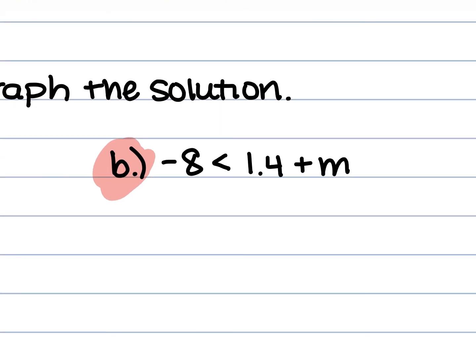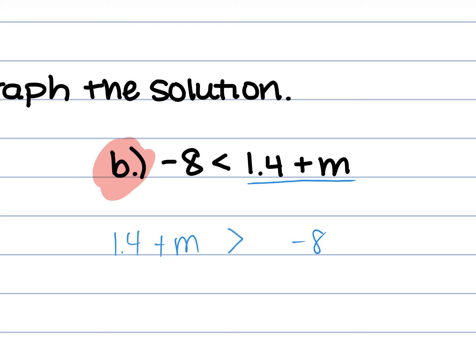So look at example B. What's the first thing you should have noticed in example B? Kevin? Good. The variable's on the right. So watch, guys. You have to take this entire thing and rewrite it on the left. So we're going to write 1.4 plus m. Do you guys agree? What now goes on the right-hand side? -8. What else do I need to change when I flip my inequality? Bruce?